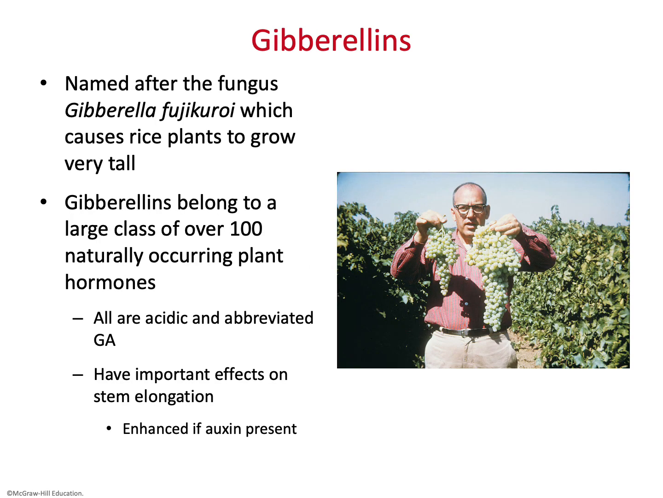The next hormone we are going to talk about is called gibberellin, and gibberellins are actually named after the fungus Gibberella fujikuroi. This fungus grows parasitically on rice plants and causes them to grow abnormally tall. Gibberellins belong to a class of more than 100 plant hormones. All are acidic. Therefore, gibberellin is abbreviated as gibberellic acid.